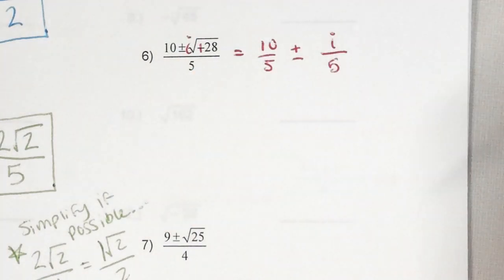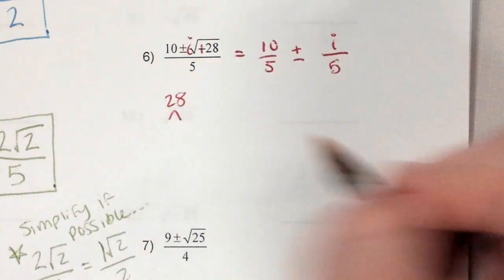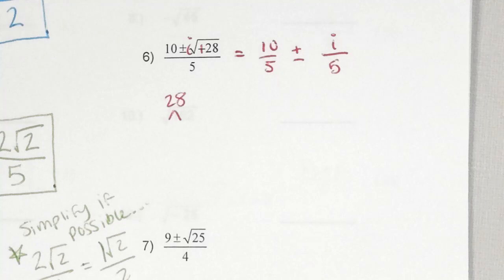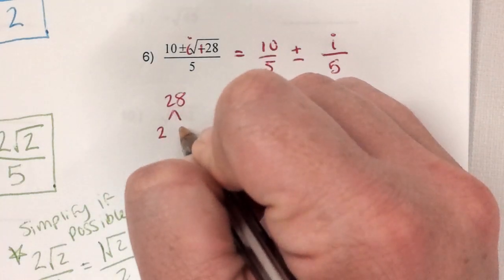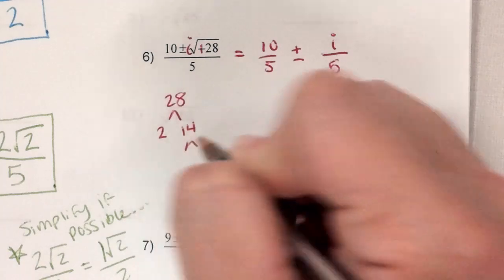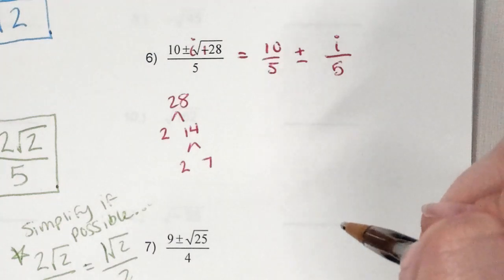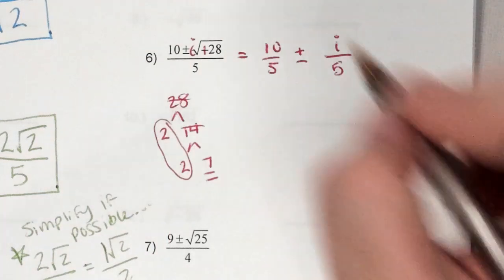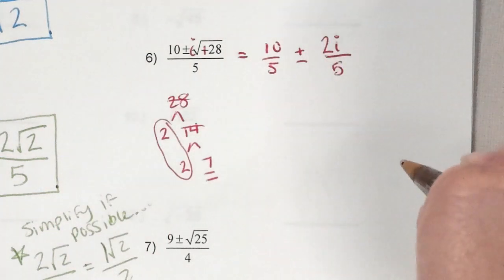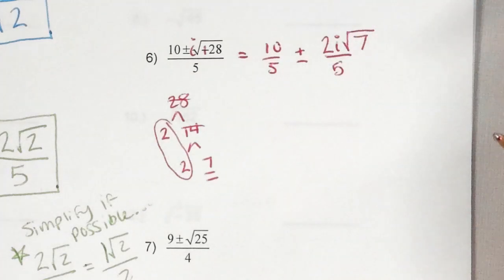And I'm going to break down 28. So what goes into 28? Start with your smallest prime number. Does 2 go into it? How many times? Does 2 go into 14? 7 times. 7 is prime, so we're done. Okay, so I have a pair of 2's and I have a 7 left over. So my pair comes out in front, and my root 7, my radical 7, goes after the I. So this is the proper way to write that.